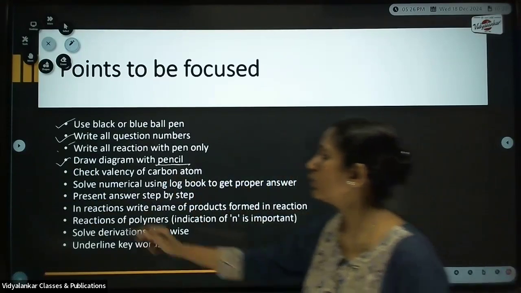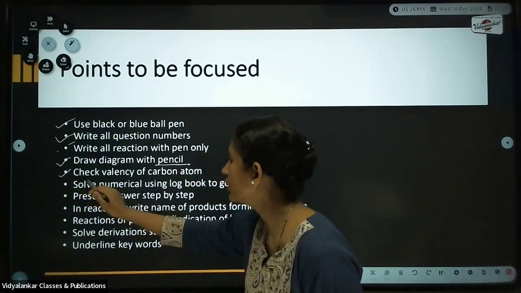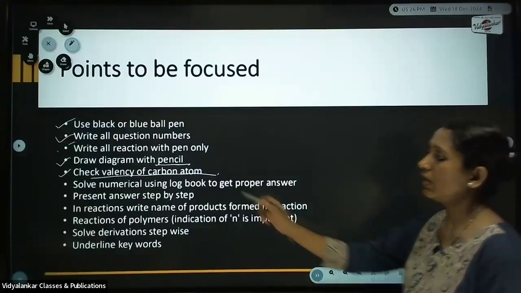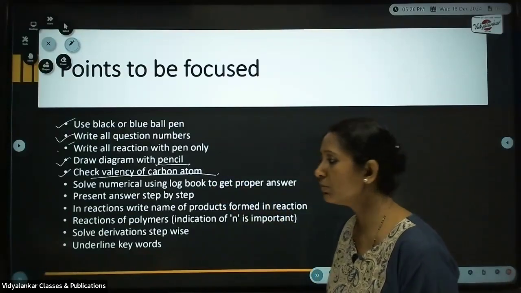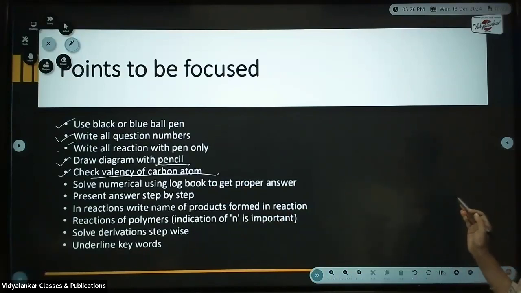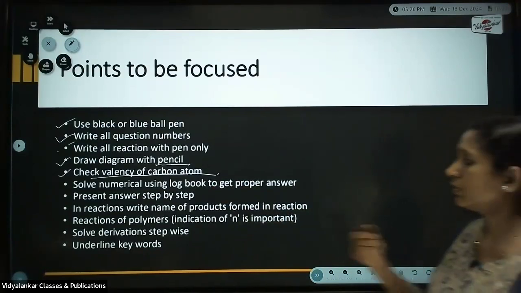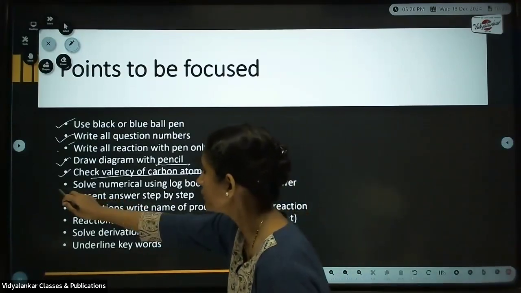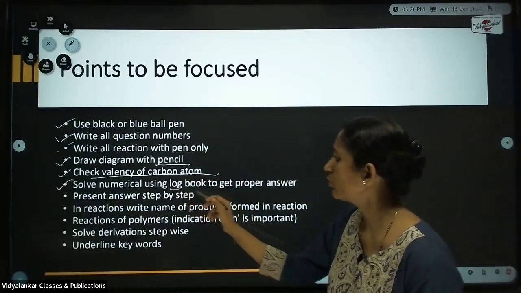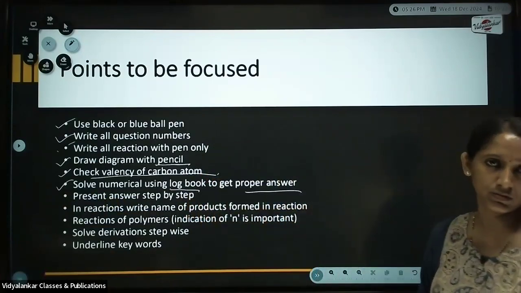Fine. Whenever you write a chemical reaction, please refer to this point. The valency of carbon atom is very much important. So once you finish writing the chemical reaction, check the valency of the carbon atom. Clear? Next, to solve the numericals, always use the logbook to get the proper answer.